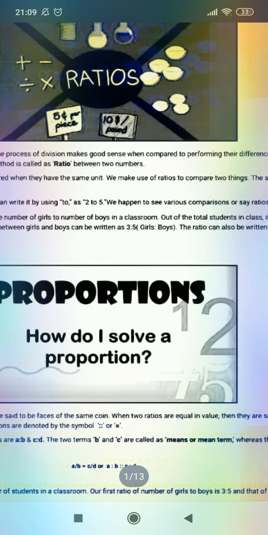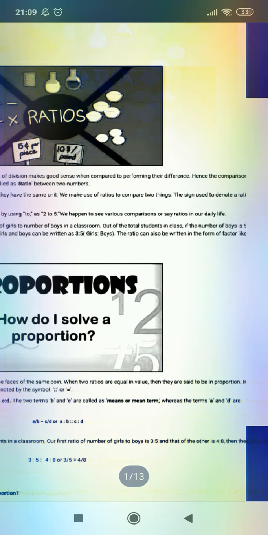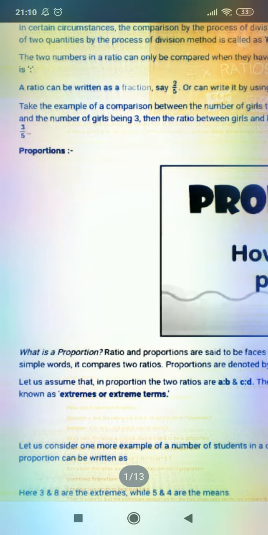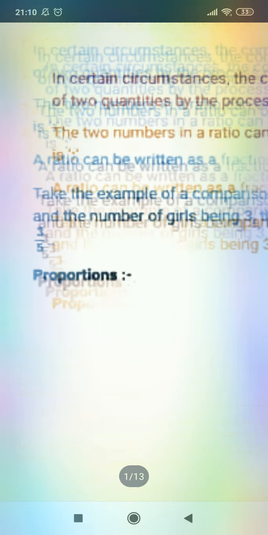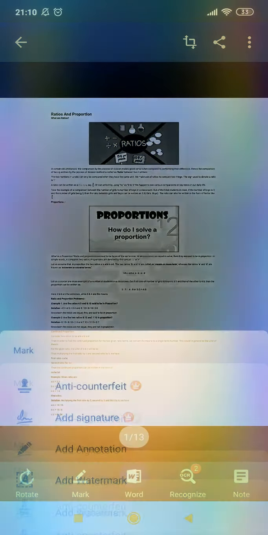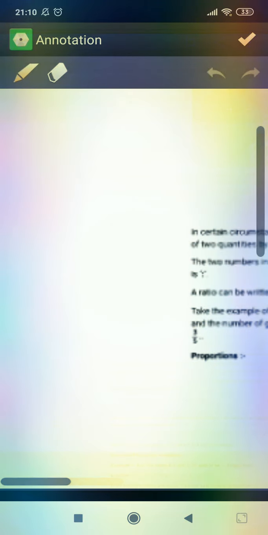We make use of ratios to compare two things. The sign used to denote a ratio is "is to". We denote it with two dots. A ratio can be written as a fraction. The examples of ratio, we can give many examples in our terms.